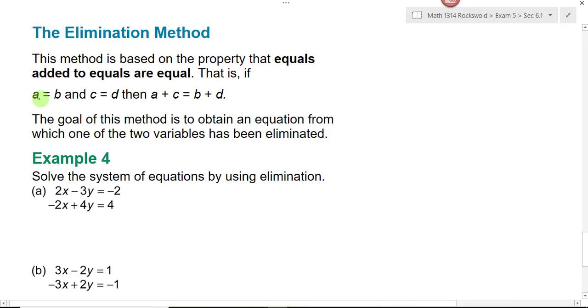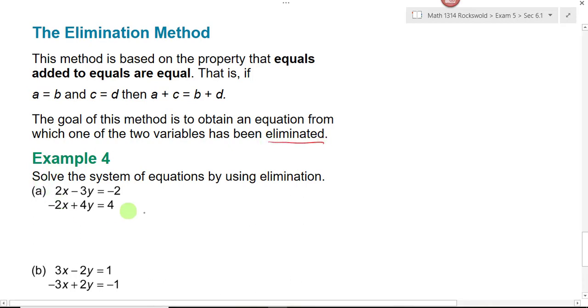What that means is if I have a equals b and c equals d, then I could add the left-hand side of the equation together, and that would be equal to the sum of the right-hand sides of the equations. The goal of this method is to obtain an equation for which one of the two variables has been eliminated. That's why we call it the elimination method.